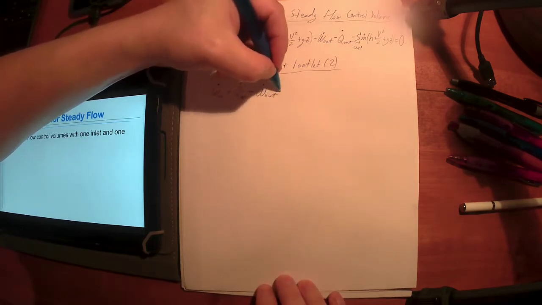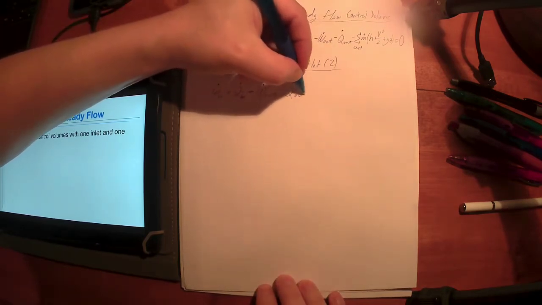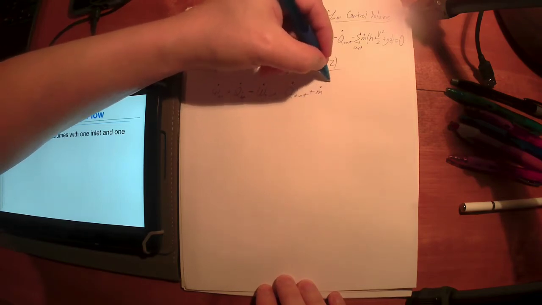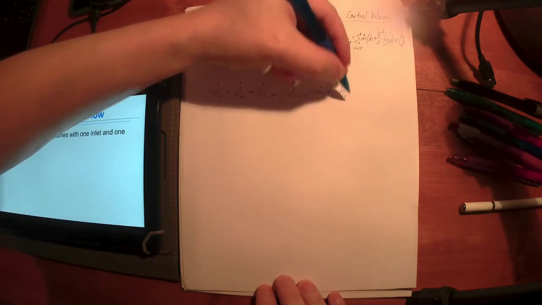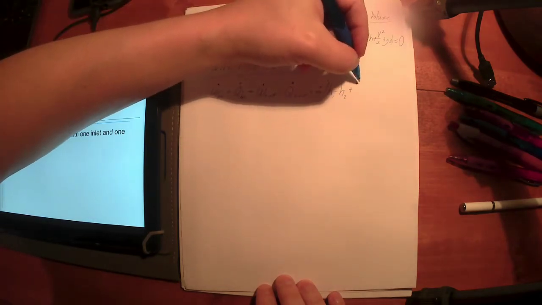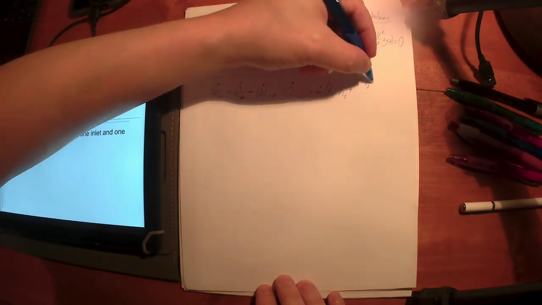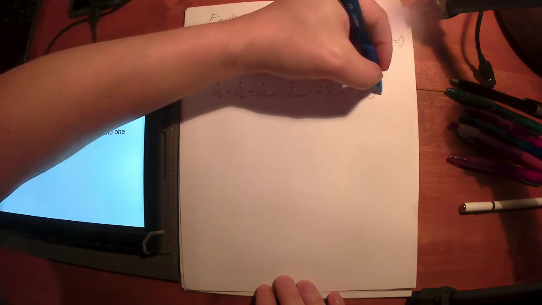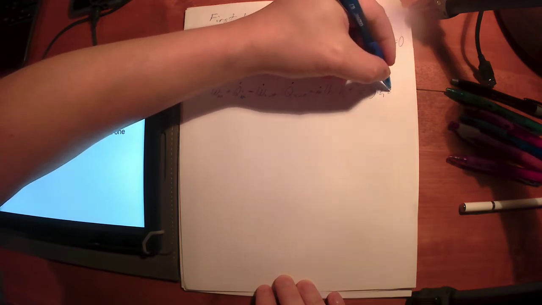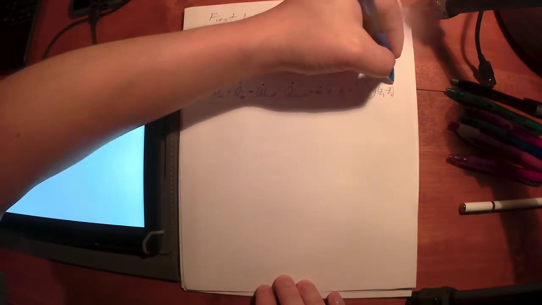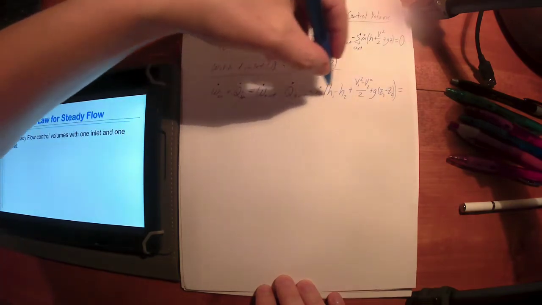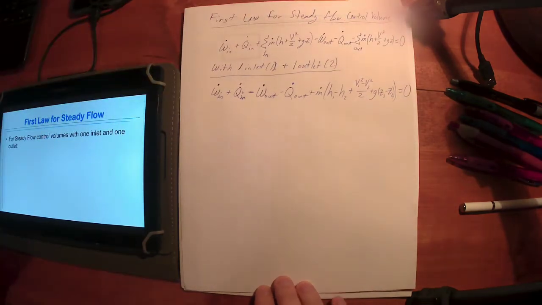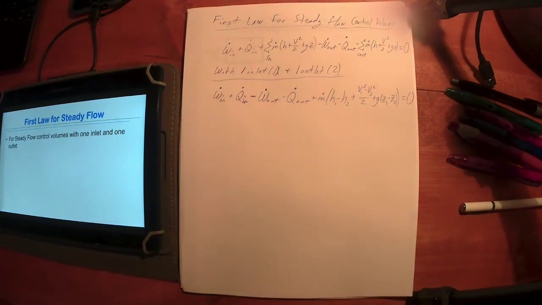Minus the power out minus the heat rate out plus m dot times h1 minus h2, again, in minus out, plus v1 squared minus v2 squared all over 2, kinetic energy in minus kinetic energy out, plus the potential energy in, g times z1 minus z2, potential energy out. That whole sum, add all the ins, subtract all the outs. If it's flowing steady, that equals 0. Okay.